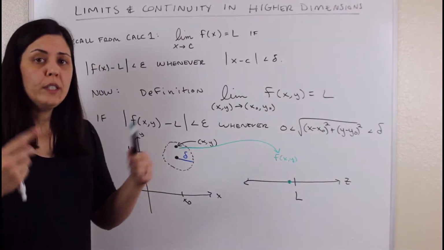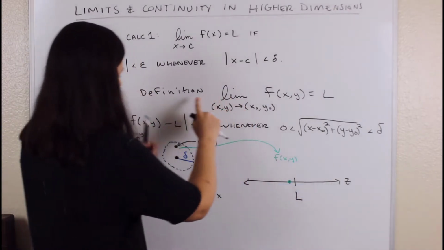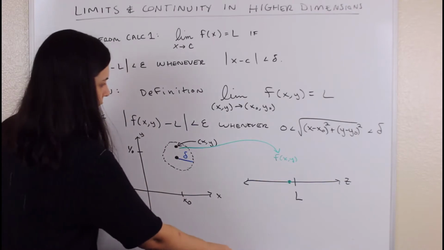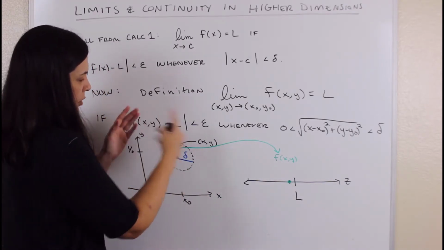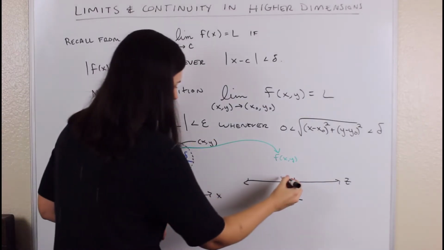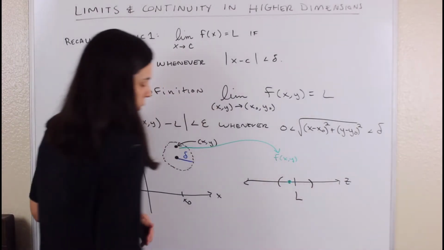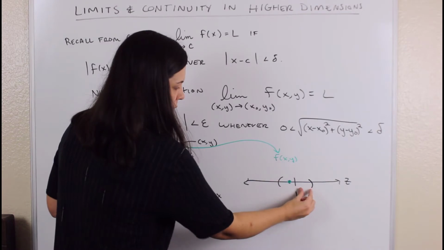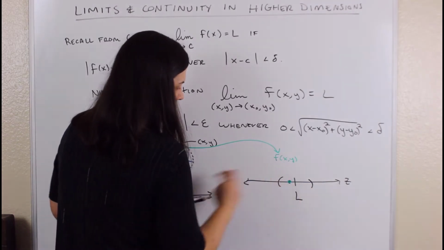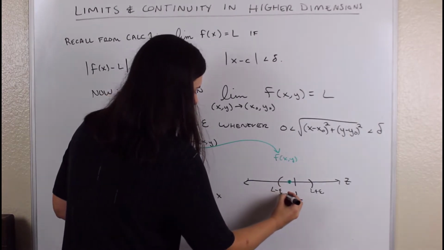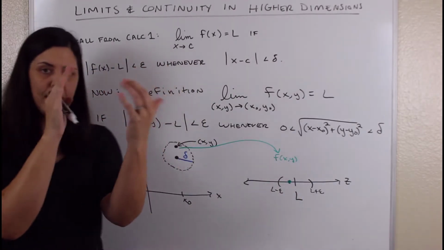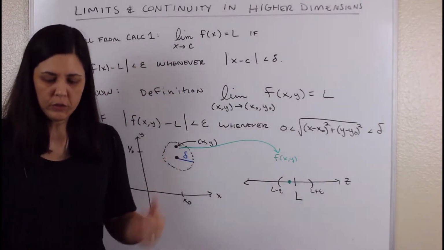But it's close enough to L because this part here is saying that the distance between this output value and my limit is really small. It's less than some arbitrarily small number, epsilon. So this right here is epsilon and epsilon. So this is like L plus epsilon, and this is L minus epsilon, and we're within that range or interval.